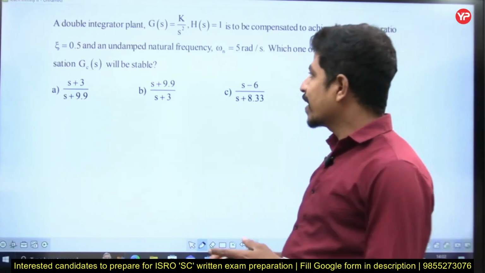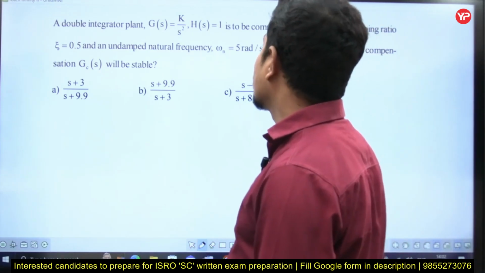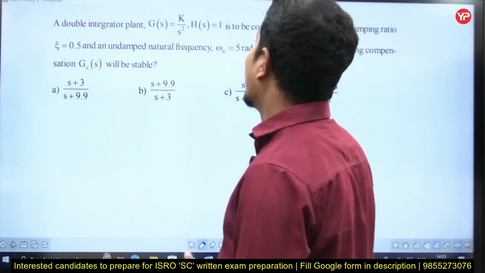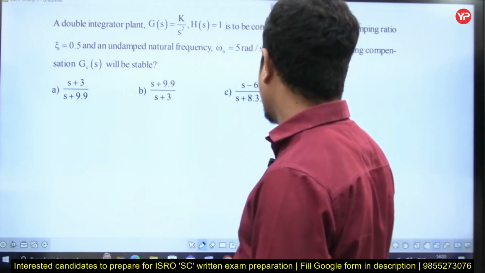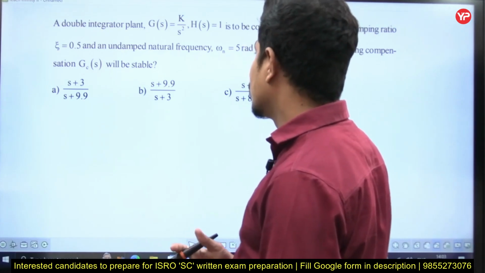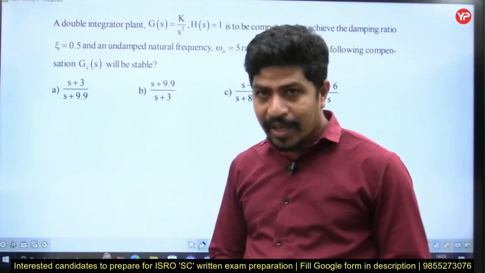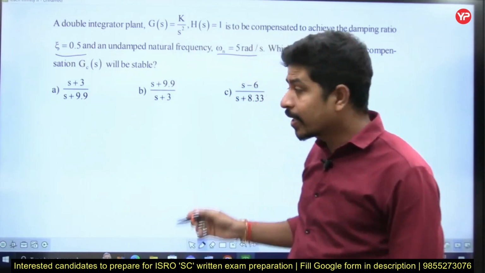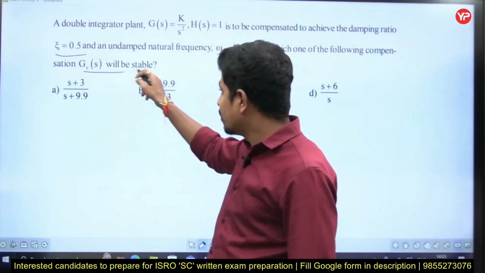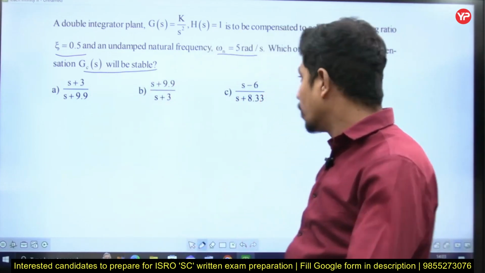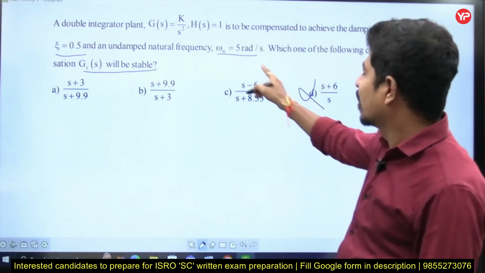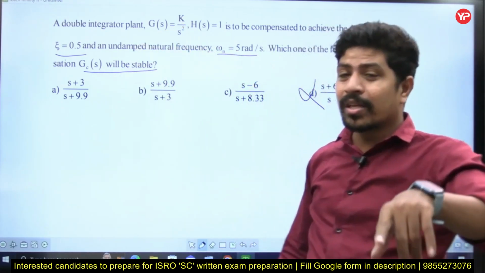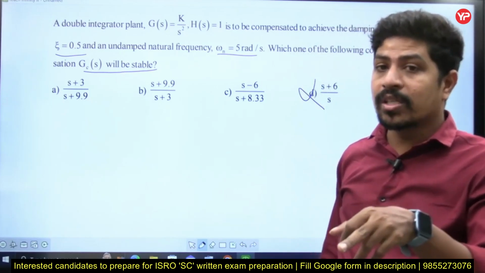He is saying that a double integrator plant G of s is equal to K by s square, H of s is equal to 1, is to be compensated to achieve damping ratio of 0.5 and an undamped natural frequency omega n equal to 5 radians per second. Which of the following compensation Gc of s will be stable? You need not think about zeta and omega n. He is asking which compensator you select such that it will stabilize the system. Look at the options. This will make the system unstable because the open loop transfer function already has 2 poles at origin. This is going to give 1 more pole at origin, then you are going to have 3 poles at origin.